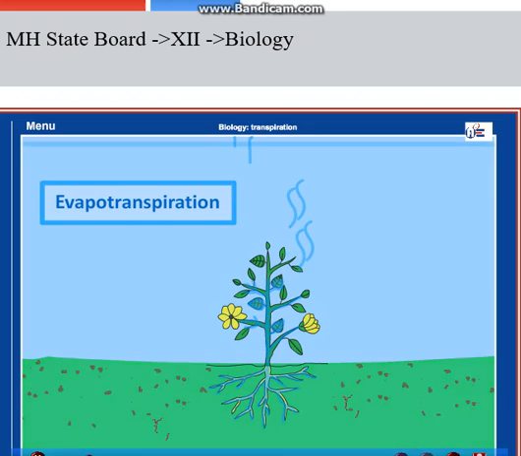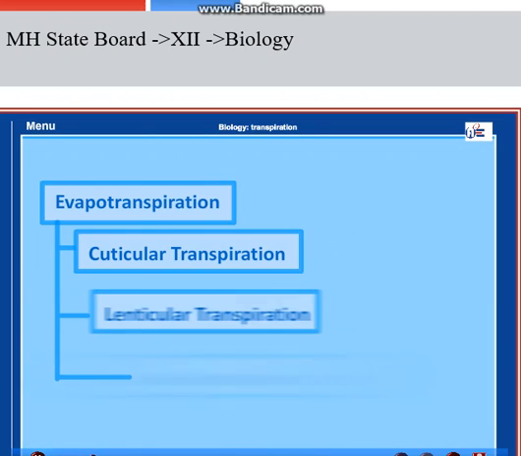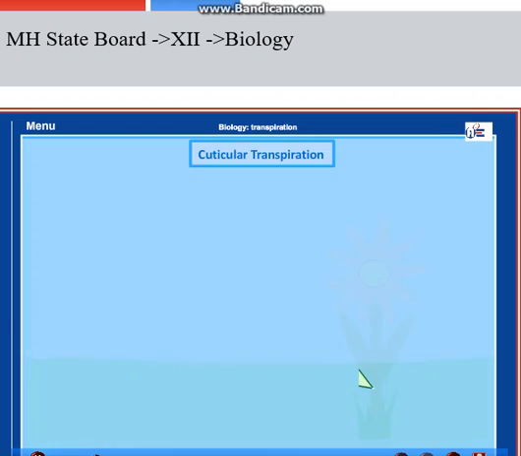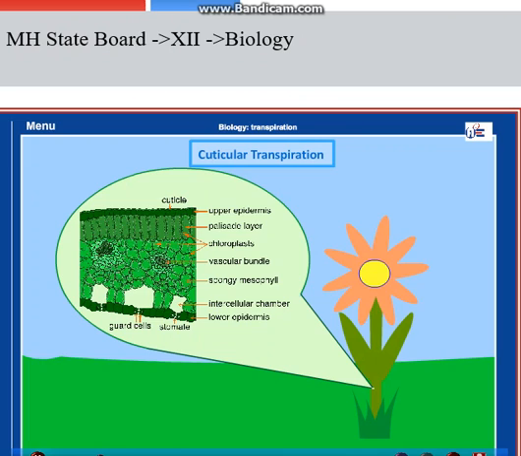Transpiration is mainly of three types: cuticular transpiration, lenticular transpiration, and stomatal transpiration. Cutin is a wax-like substance which reduces loss of water. It forms a thin or thick layer on the epidermis of leaves and herbaceous stems. This layer is called cuticle.